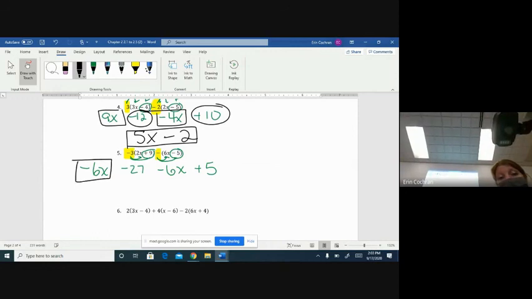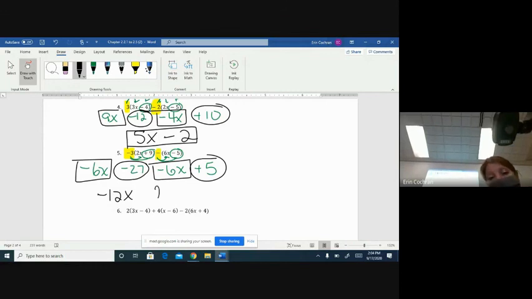Negative 6x and negative 6x. They're both negative, so I'm going to add those numbers. So negative 6 plus negative 6 is negative 12x. Negative 27 and a positive 5. Those signs are different, so we're going to subtract them. So 27 minus 5 is 22. And is it going to be positive or negative? Negative, so I put a minus sign. Now negative 12x minus 22 are not like terms, so you are finished.